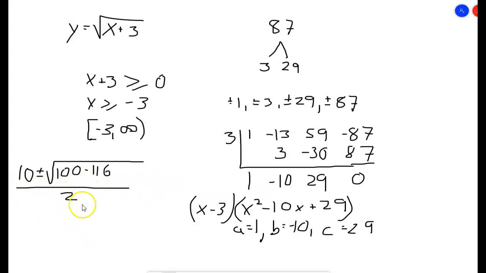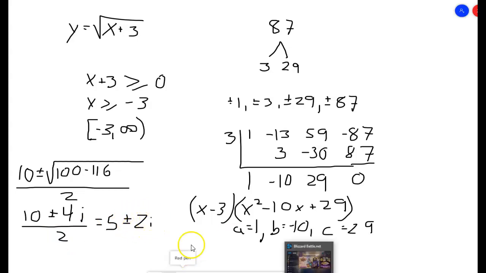All right, so this is going to be 10 plus or minus. Now remember, this is going to be 100 minus 116, so that's going to be the square root of negative 16, which is going to be 4i, right? Because the square root of 16 is 4, and the square root of negative 1 is i, so we can just write that as 4i, all over 2, which is going to be equal to, I can just break this up into two fractions, so 10 divided by 2 is 5, and 4 divided by 2 is 2. So 5 plus or minus 2i.